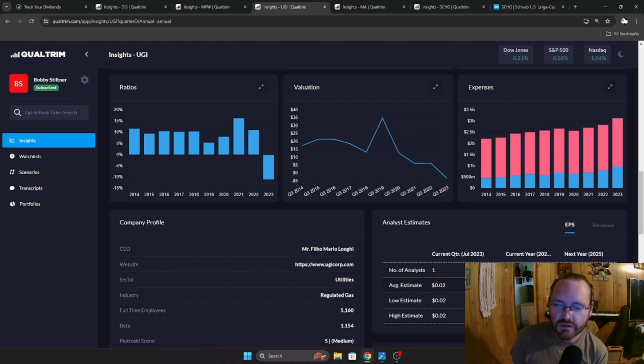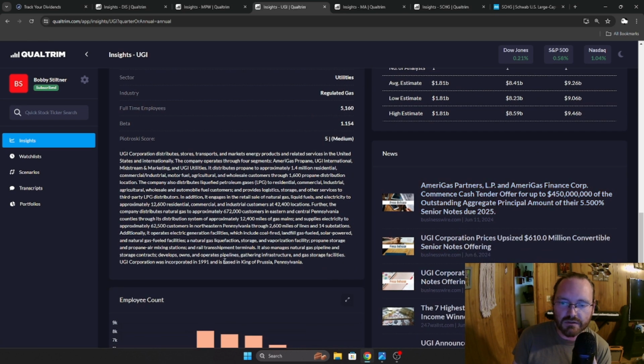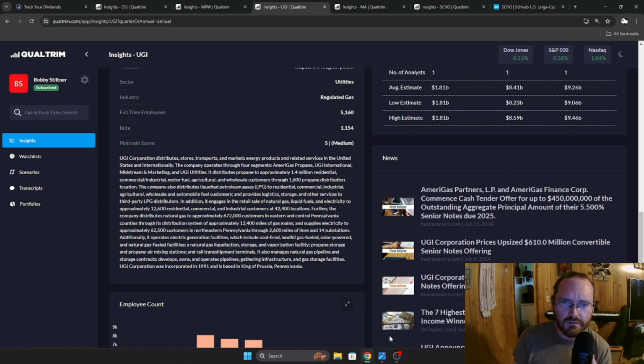EPS 2.93 grown to 2.94, so not too much going on there. 8.41 going to 9.26 billion over next year. So there's a nice little bit of growth there. They are issuing convertible senior notes, so that means that they are taking out additional money from somewhere.